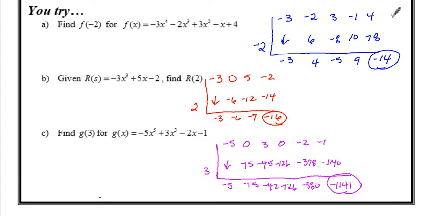Alright, hopefully you tried A, B, and C on your own. Go ahead and check to see if your answers match mine. -14, -16, and -1141. If they don't match, let me suggest looking at a couple of different things. Did you bring the first term down as is? When you multiplied a negative times a negative, did you get a positive? When you multiplied a negative times a positive, did you get a negative? When you added a positive and a negative, did you do it correctly and bring the sign correctly?